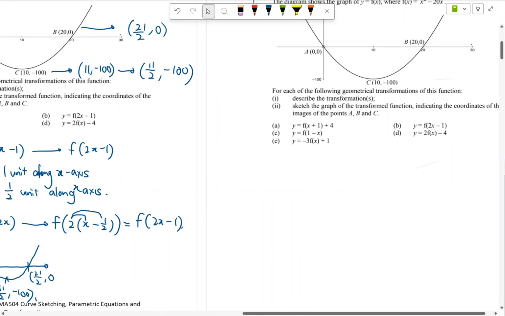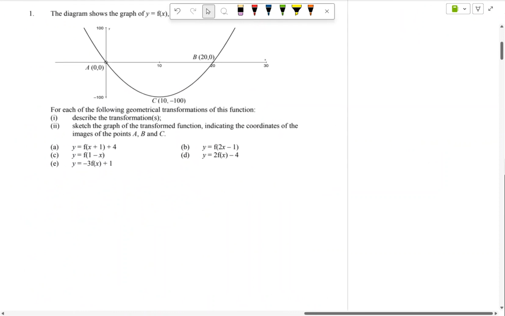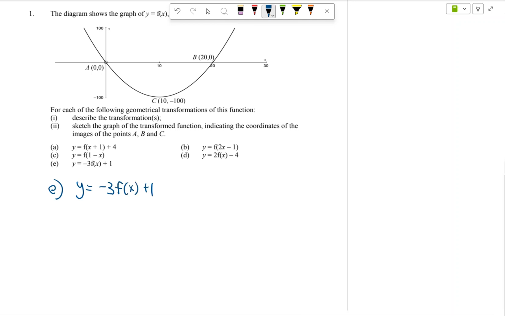Okay, and lastly, I'm just going to talk about e. e is talking about y = -3f(x) + 1. In actual fact, this is talking about three transformations. My f(x) first becomes -f(x). So what is this? This is a reflection. We are reflecting the y value, so we are reflecting on the x-axis. The x-axis is my mirror, so it's actually kind of flipped downwards.